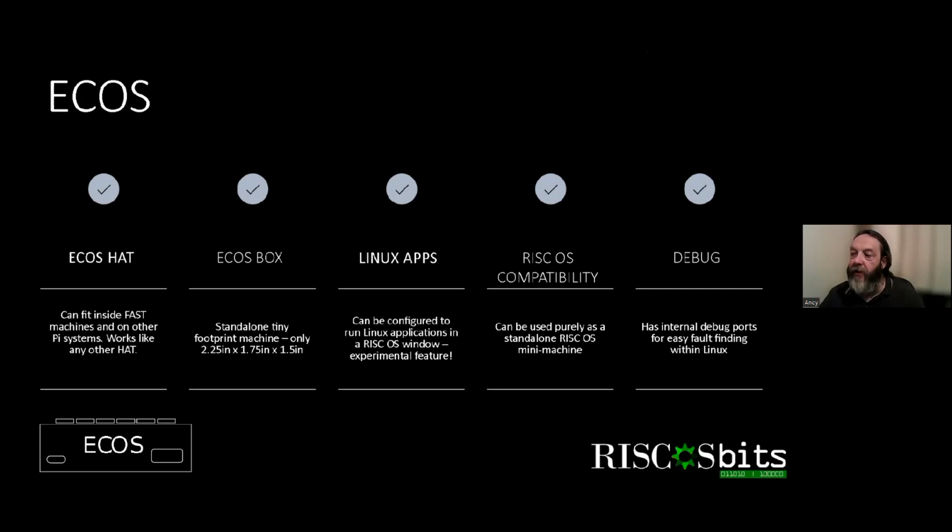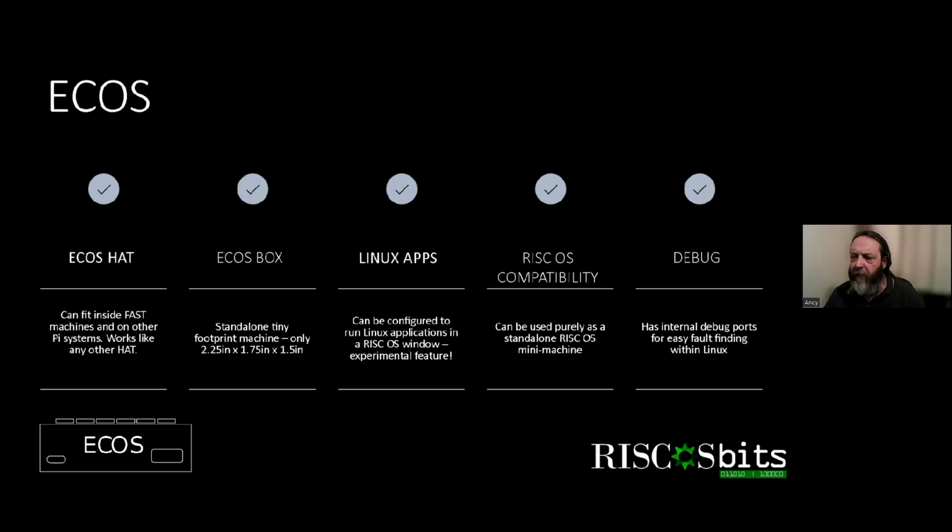It can be configured to run individual Linux applications in a RISC OS window. So if I don't want the entire system, I just want LibreOffice, it will just load LibreOffice in a window, and that's what you see. Or if I just want a browser, then all you'll get is a browser. Now, for most people, that's not necessarily where people are. They want Linux as a whole. You've still got that option as well, and that is kind of an experimental feature.